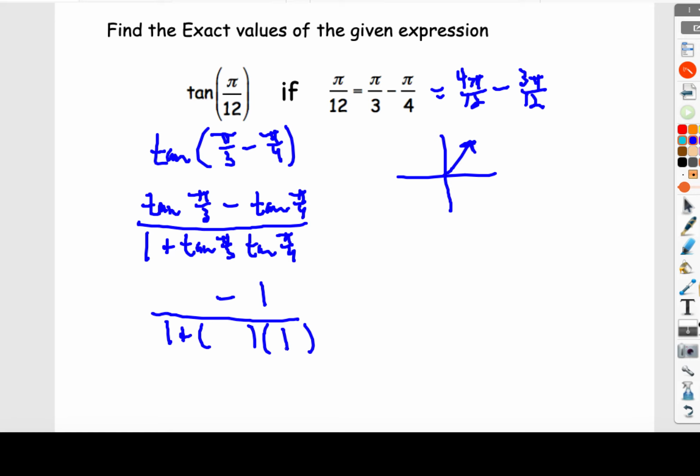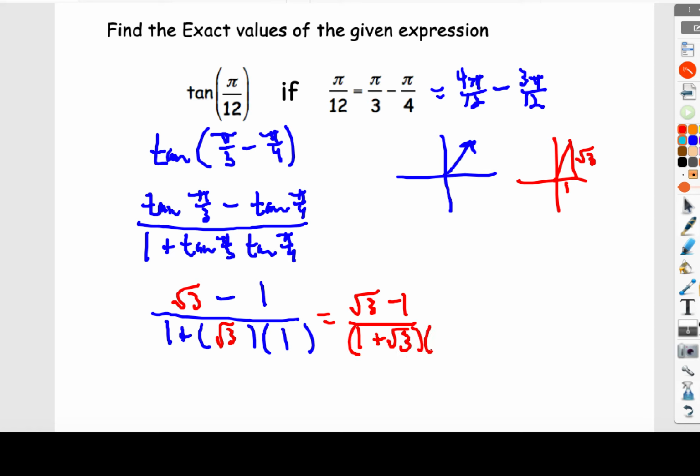And then the tangent at pi over 3, on the other hand, is going to be a 60-degree angle. So tangent is opposite over adjacent, or basically root 3 in that statement. So we've got root 3 minus 1 over 1 plus root 3. Because we want to get rid of that root on the bottom, let's go ahead and rationalize by its conjugate partner and multiply 1 minus root 3 in both of those.